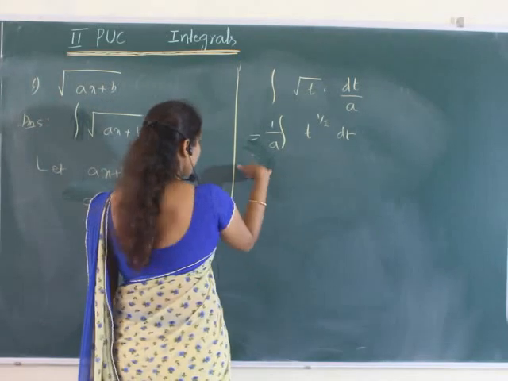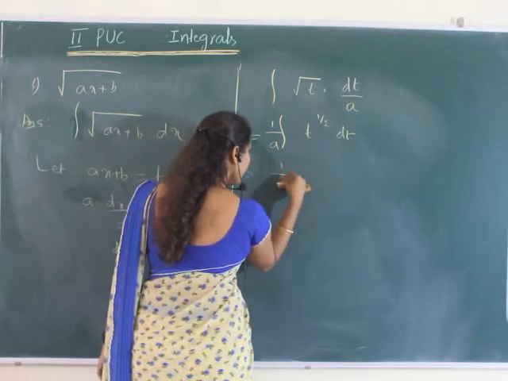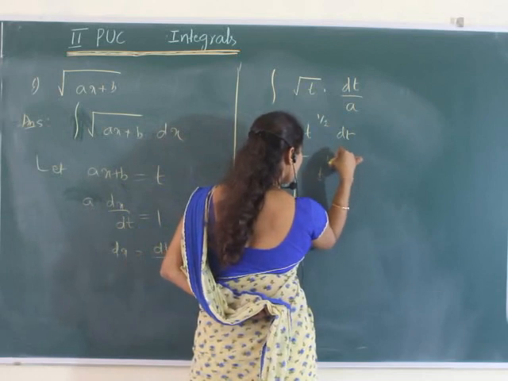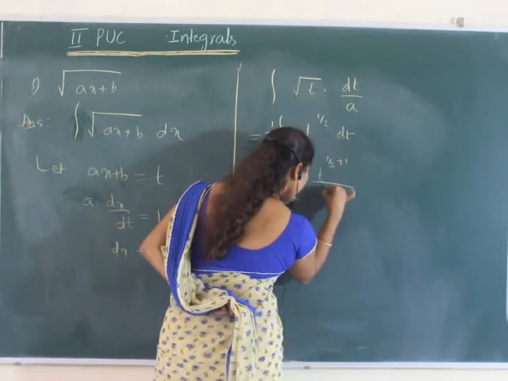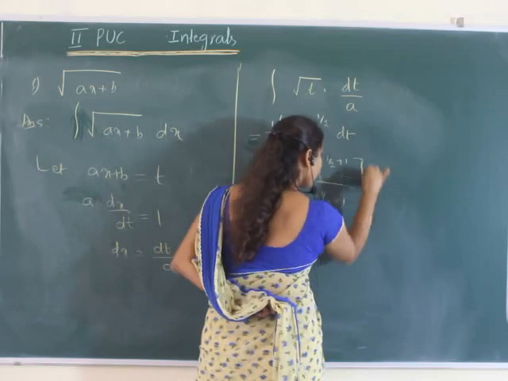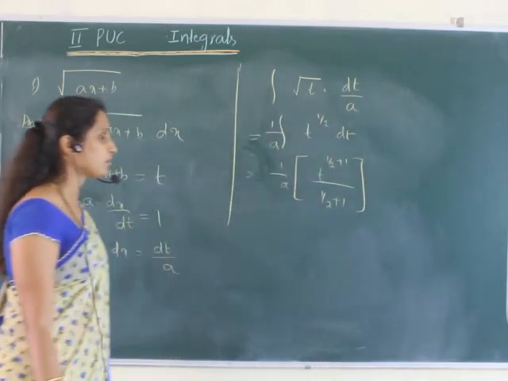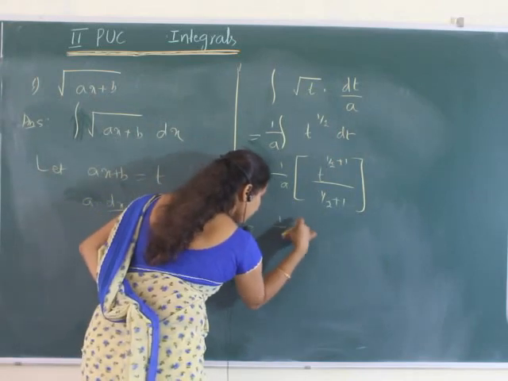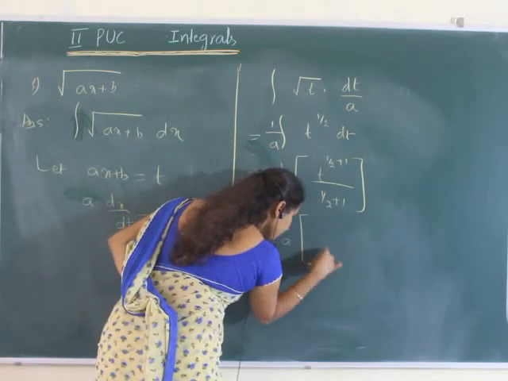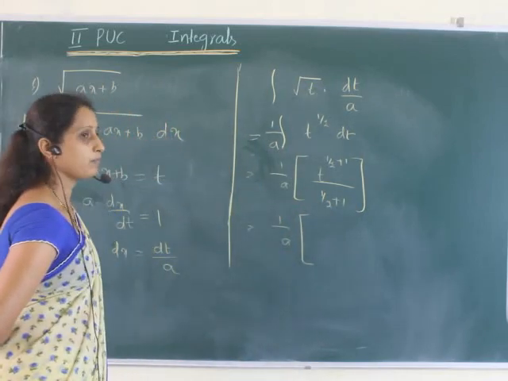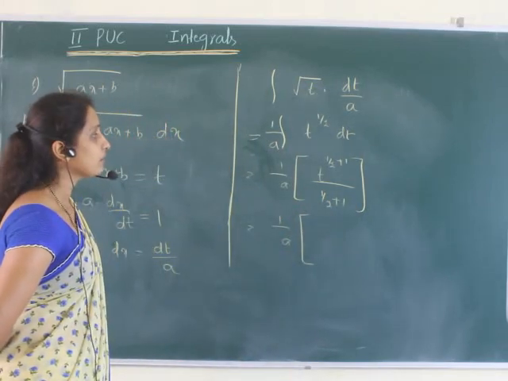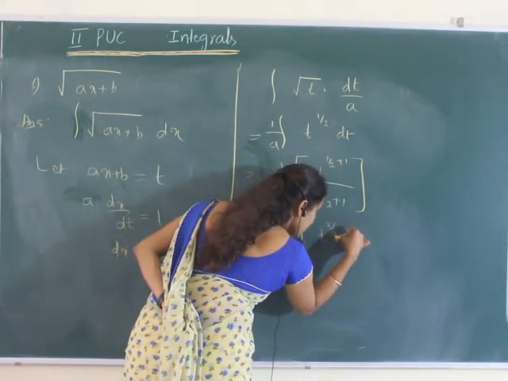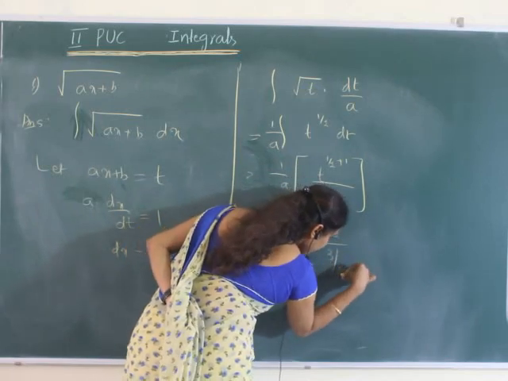So this will be equal to 1 by a into t to the power half plus 1 divided by half plus 1. So this will be equal to 1 by a into integral of t to the power half plus 1, t to the power 3 by 2 divided by 3 by 2.